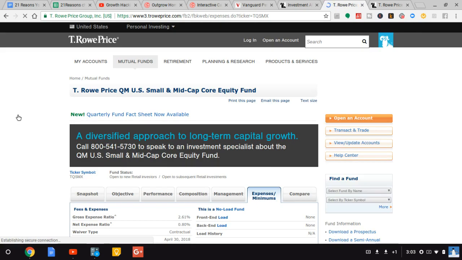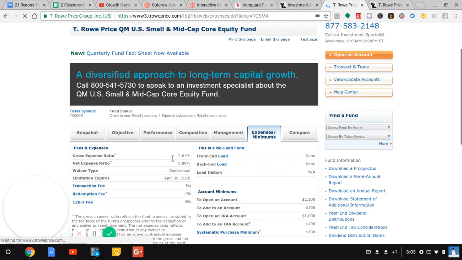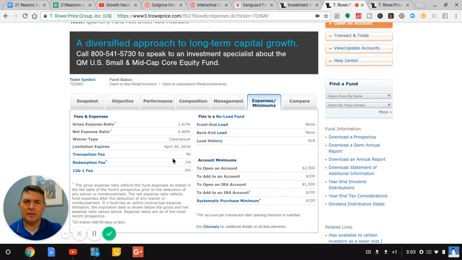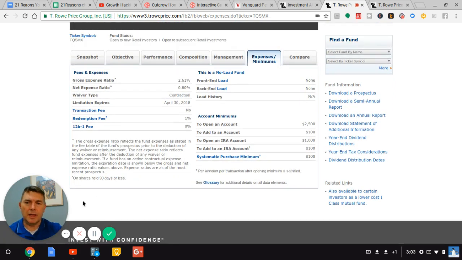And am I the guinea pig for the fund manager? I don't know. Okay, what's that about? Gross expense ratio 2.6, but the net is 0.8. So they're giving us that, that's odd. Then you got a 1% redemption fee, probably after 30 days, I imagine. So the difference between the gross and the net is significant, and the waiver type's contractual. Does that mean it'll be there? Or the redemption fees for 90 days?